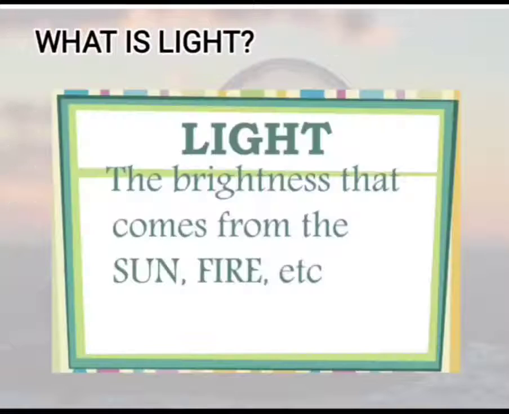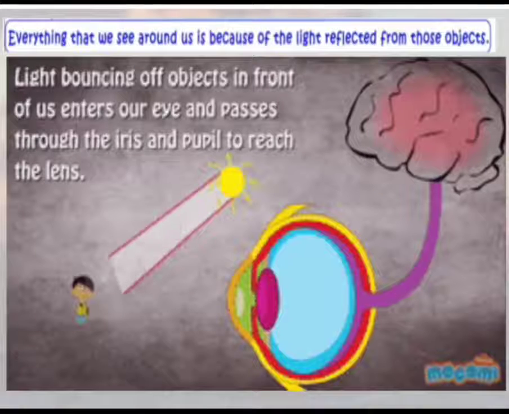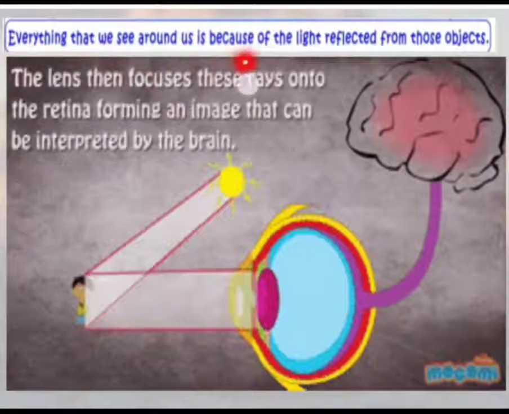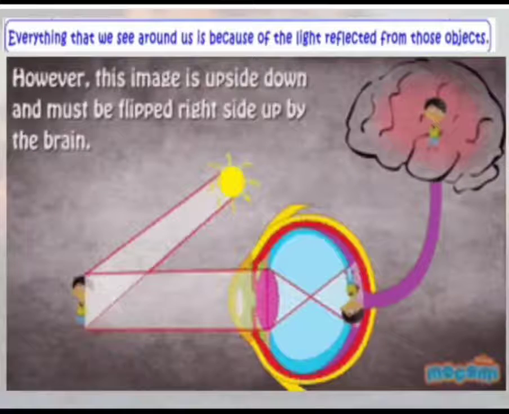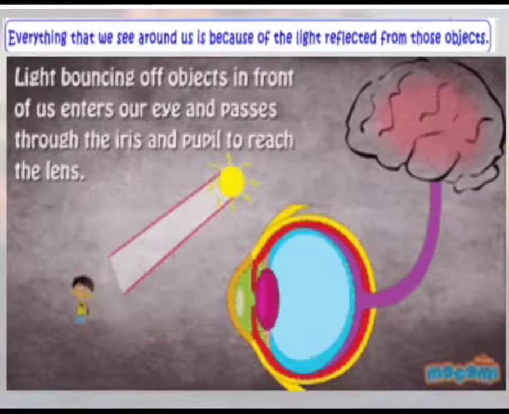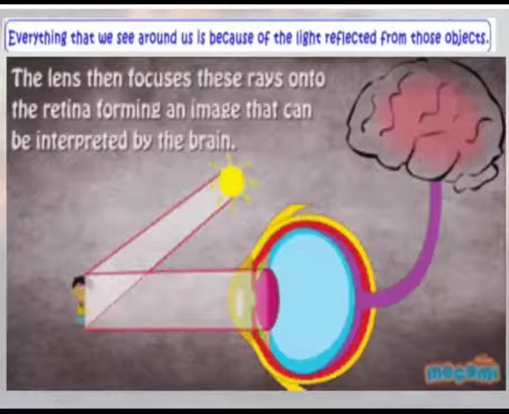So let's see what is light. Light is the brightness that comes from the sun, fire, etc. Everything we see around is because of the light reflected from those objects. Whatever we are seeing in our surroundings, we see because of the light.